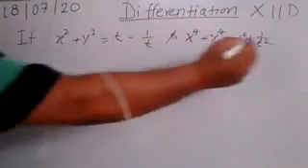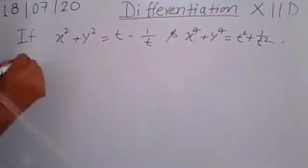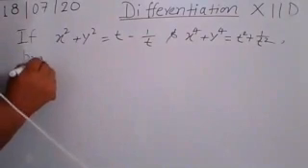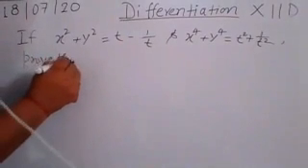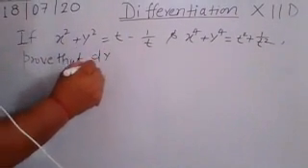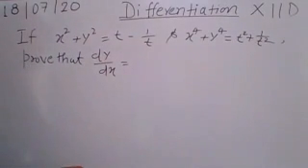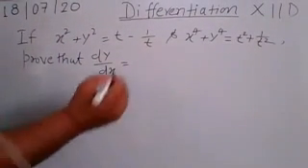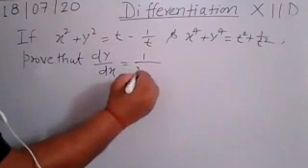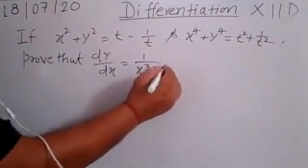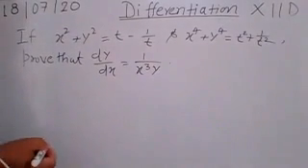Then prove that dy by dx is equal to 1 upon x cube y. So this is your question.